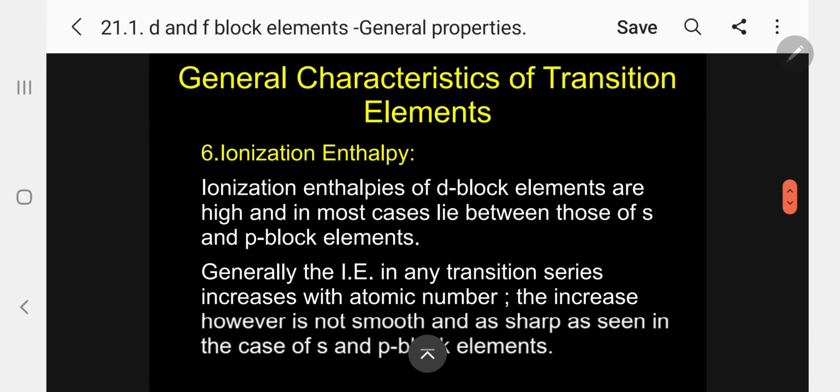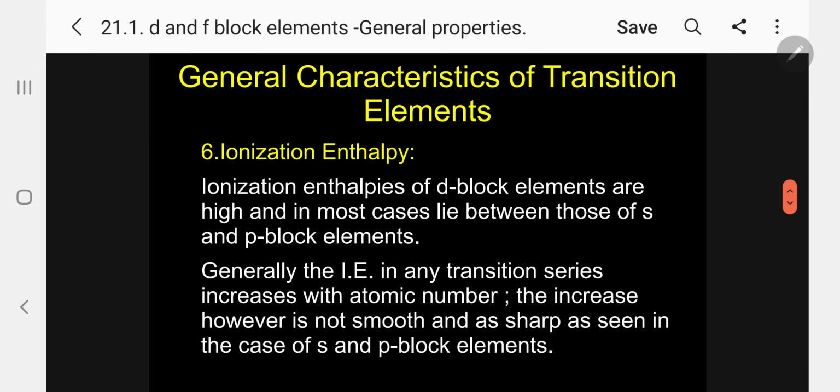Ionization enthalpy or energy. Ionization enthalpies of D block elements are high. Ionization energy is very high and in most cases lies between those of S and P block elements. Kindly follow. Ionization energy is very, very low in the S block elements. It increases across the period. So P block elements are very high. So it lies between.